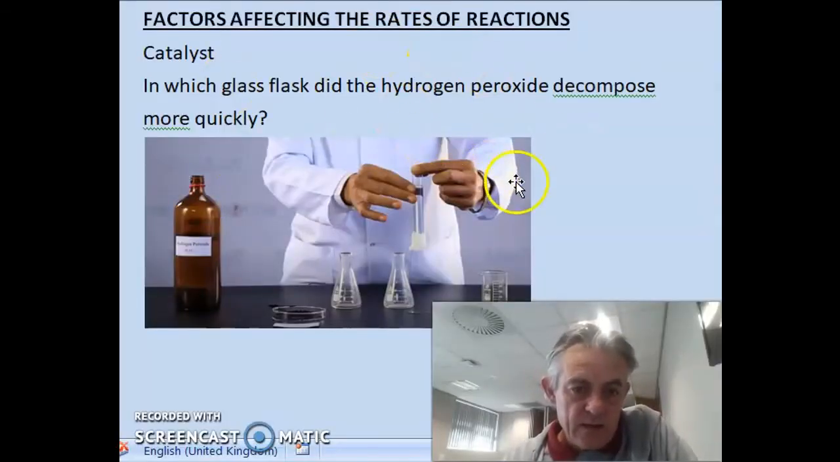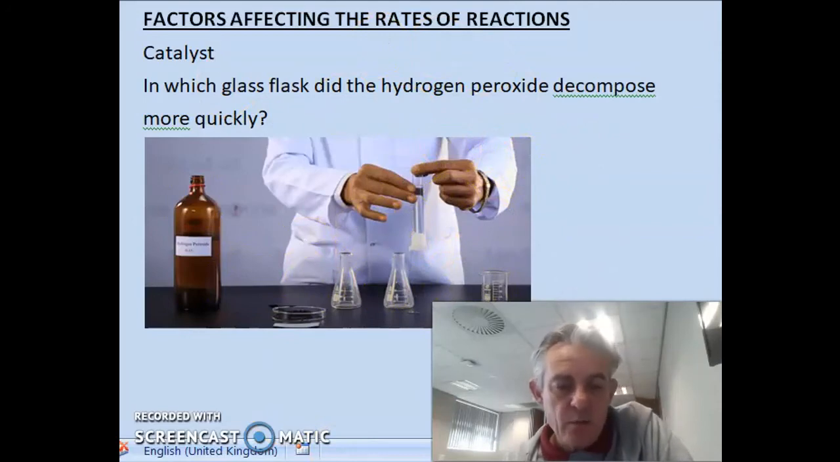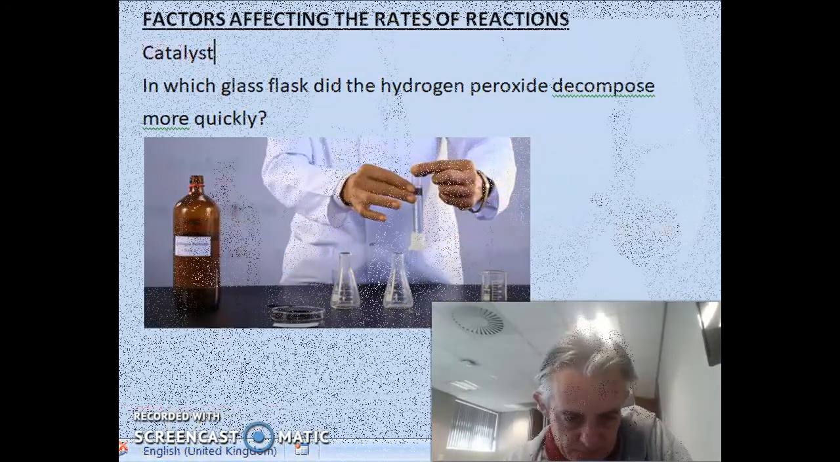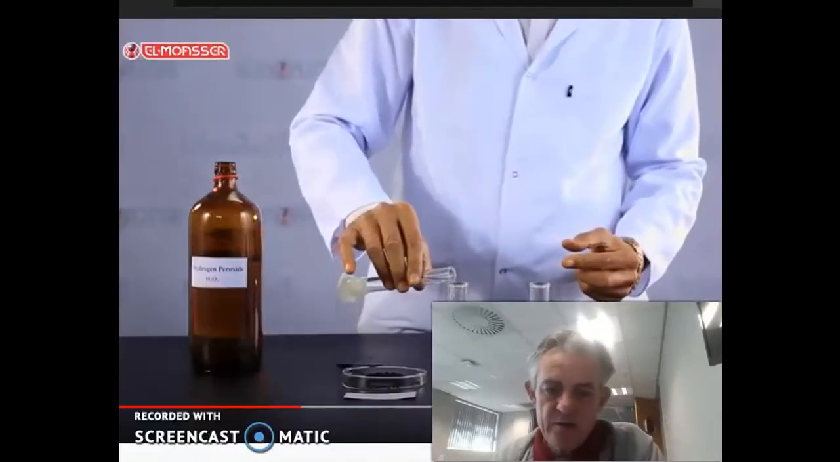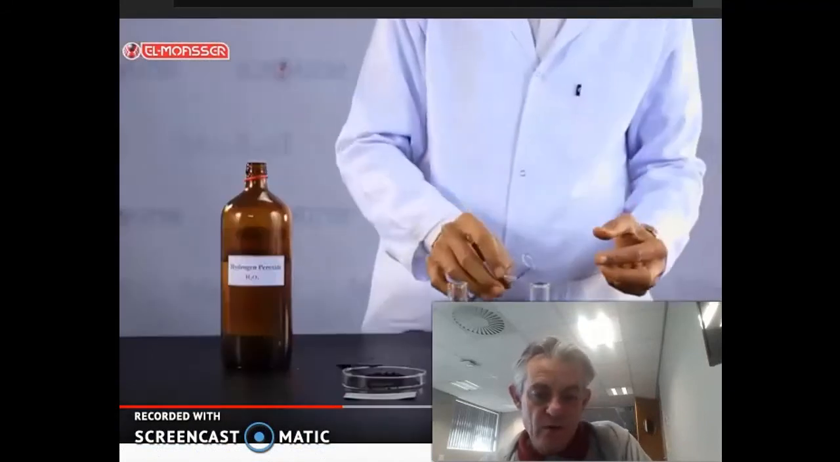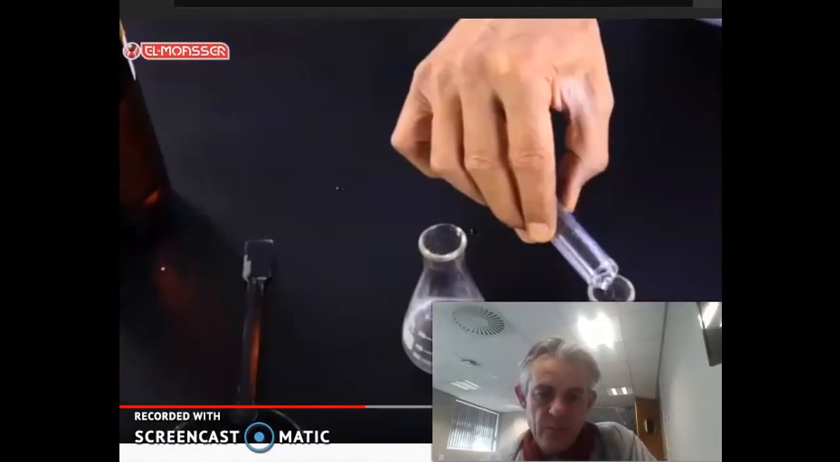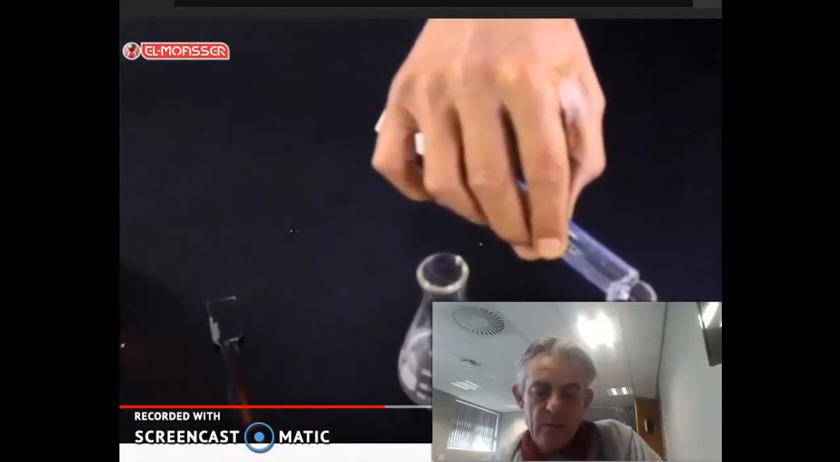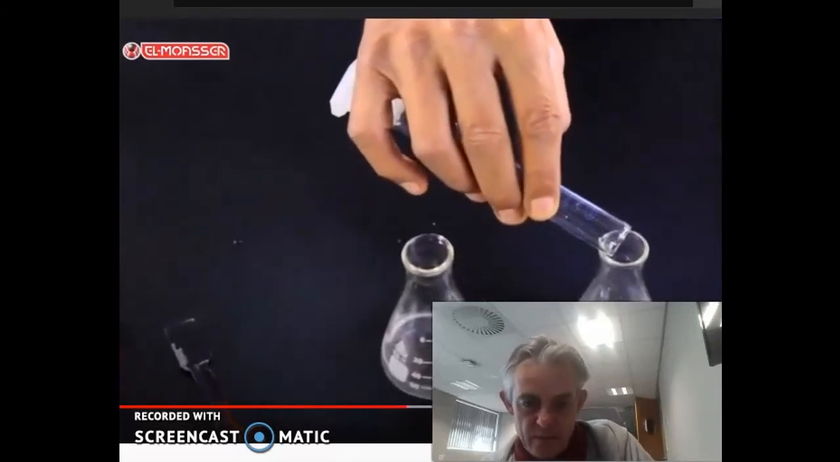Lastly, the catalyst. In which of those two flasks will the hydrogen peroxide decompose more quickly? Let's have a look. Okay, there he's adding the hydrogen peroxide to both flasks. It will decompose over time, but the reaction happens very slowly.